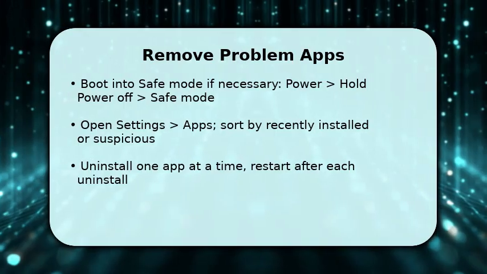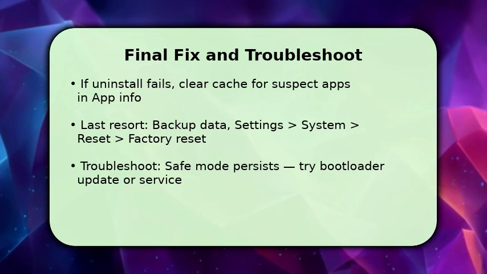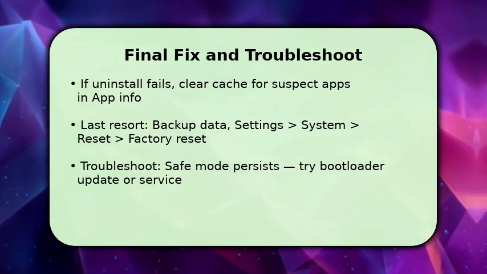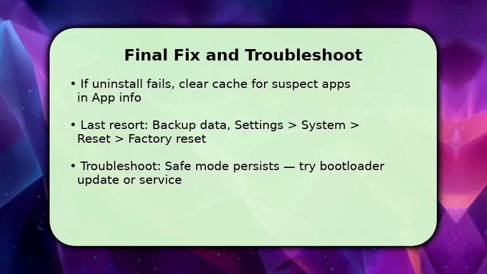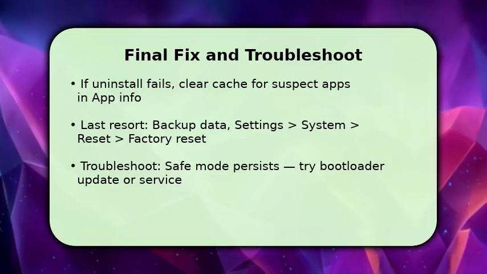To finish, if removing apps didn't work, clear cache for suspect apps in App Info and reboot. Cache corruption can force safe mode. If that still fails, back up your data and perform a factory reset from Settings, System, Reset. This removes deep software faults.